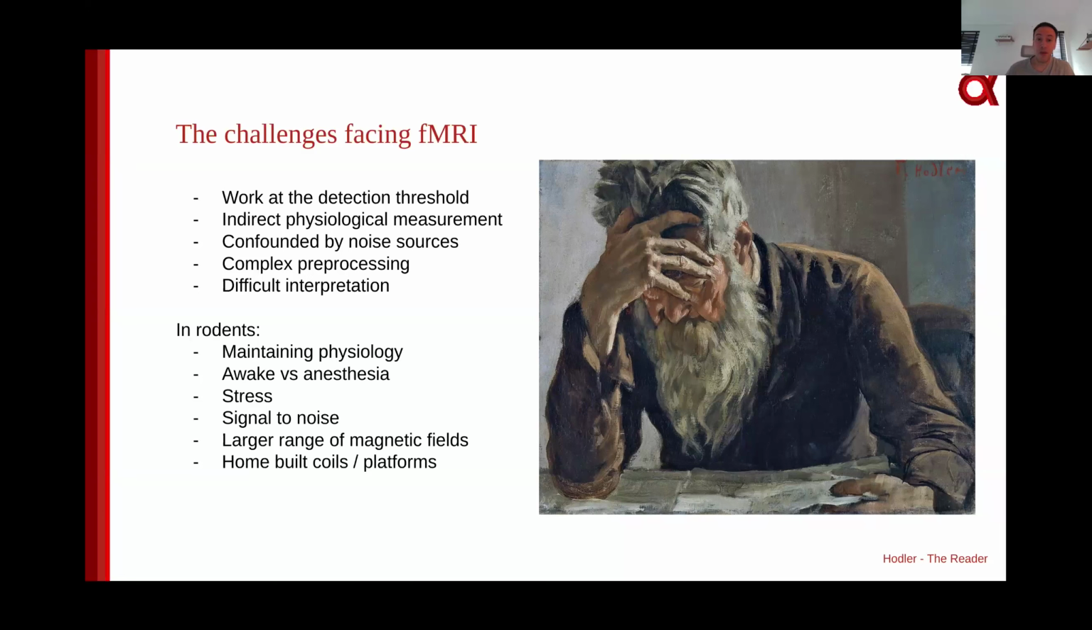You have to work with maintaining the animal physiology. You have questions about how to restrain the animals. The stress that you can induce, you work with a smaller brain, so that also puts strains on the signal to noise ratio. And then we are fundamentally tinkerers. So whereas people doing human MRI would rely on vendors providing machines and coils and everything, we tend to work with a large range of magnetic fields, much larger than humans. And then sometimes we also like to build our own platforms. So that means that we each work with very different tools in the end, and that impacts the results.